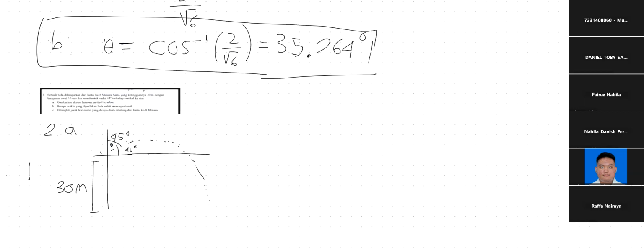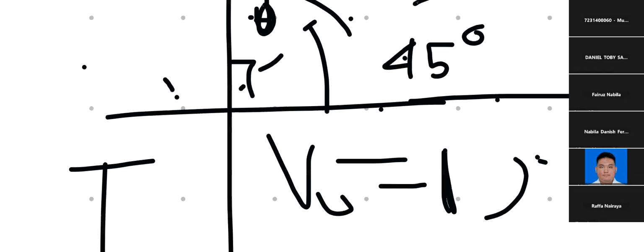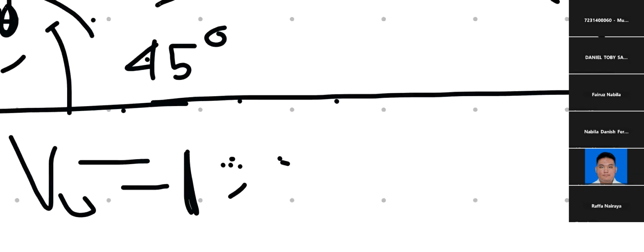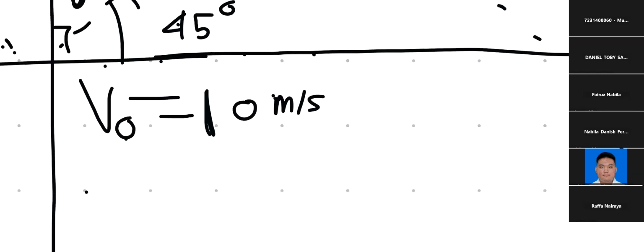Oh, jangan lupa ada V. V-nya itu V0, 10 meter per second ya. V0-nya 10 meter per sekon. Nah, point B itu berapa waktu yang diperlukan untuk mencapai tanah? Oke, langsung aja. Kalau kalian masih ingat rumus GLDB.